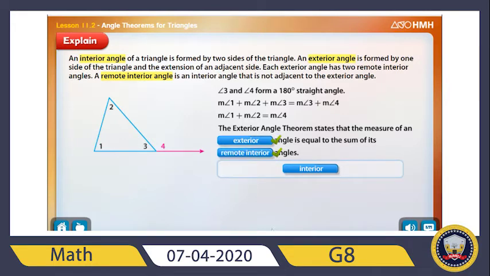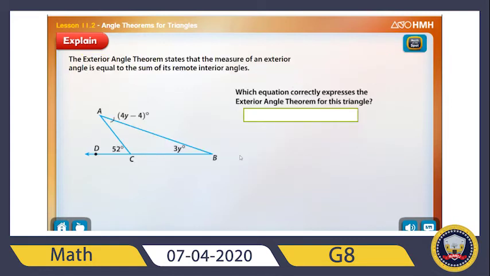Okay, very good. Now let's write the theorem. The exterior angle theorem says that the measure of an exterior angle, for example this one, is equal to the sum of its remote interior angles. Again, what are the remote interior angles? They are the angles that are not next to the exterior angle. So angles A and B are remote interior angles for the angle 52 degrees.